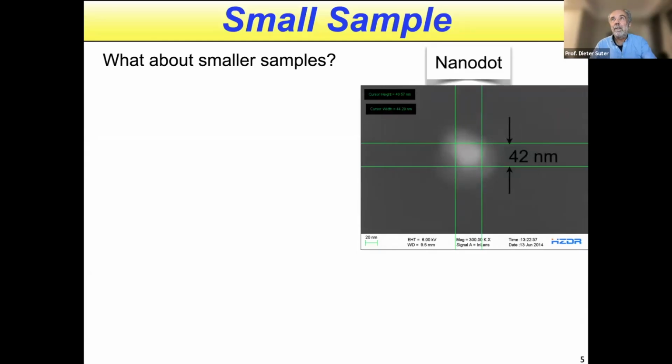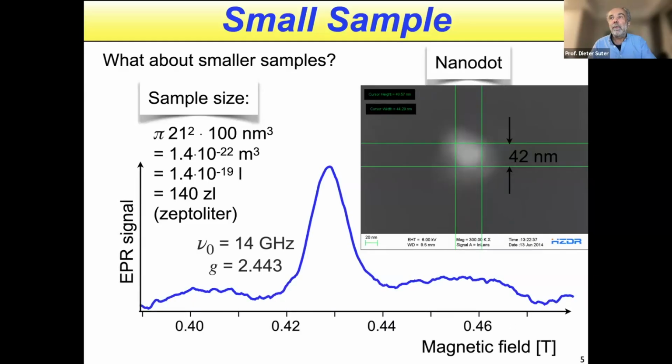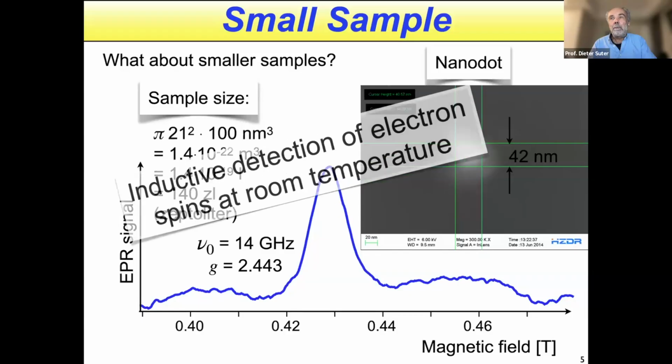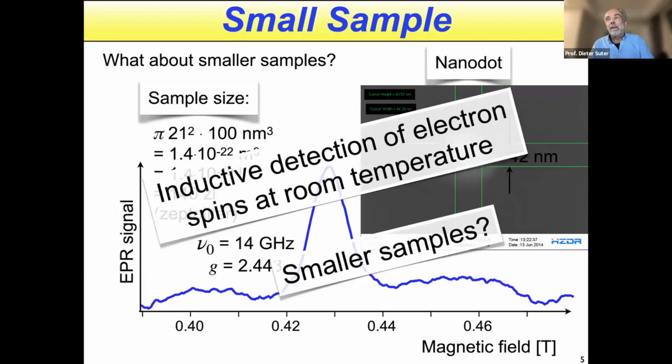This is a really small sample with about 42 nanometers in diameter and a thickness of about 100 nanometers. Here you have a volume which I express in septoliters, or you could calculate the number of spins in that system, which is fairly small, but it still gives you a reasonably good signal. Still, you would like to go smaller. We talked about single spins. So how small can you really go?